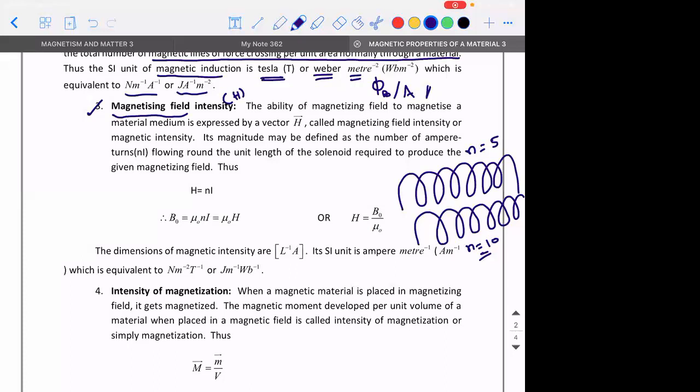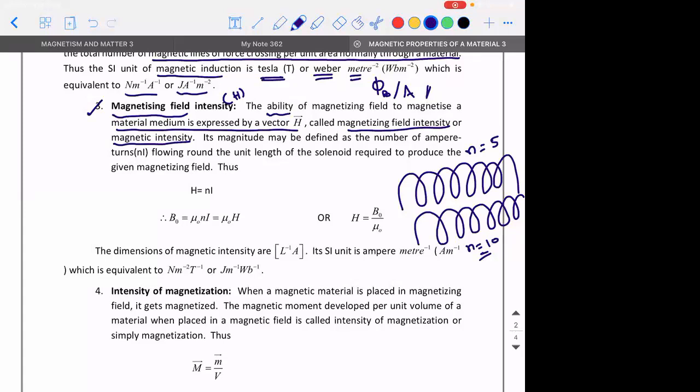So which one can magnetize another material easily is an important question that we need to ask. If I give you a small bar magnet and a bigger bar magnet, whichever is able to induce magnetism in the magnetic substance faster is said to have greater magnetizing field intensity. That is why the definition starts like this. The ability of a magnetizing field to magnetize a material medium is expressed by the symbol H, and it is a vector quantity. This H is called magnetizing field intensity, or in simple terms, we just call it magnetic intensity. They both mean the same.